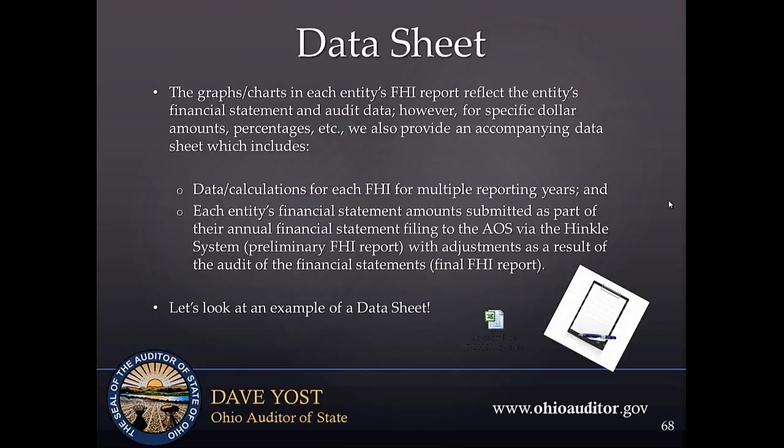There is an accompanying data sheet with each financial health indicator report. The graphs in the report reflect the entity's financial statements and audit data. However, for specific dollar amounts or percentages, we've also provided this data sheet. It includes the data calculations for each financial health indicator for multiple years, as well as the entity's financial statement amounts submitted as part of their annual filings and from their audit reports for at least 7 years. Let's look at what a data sheet looks like.